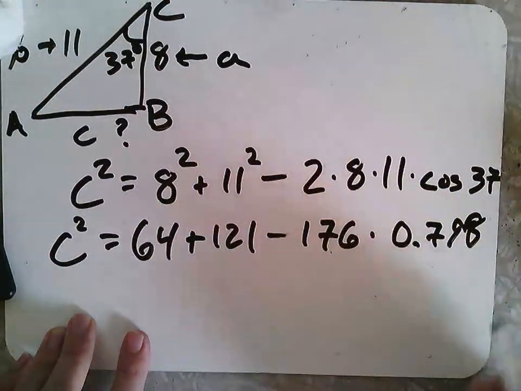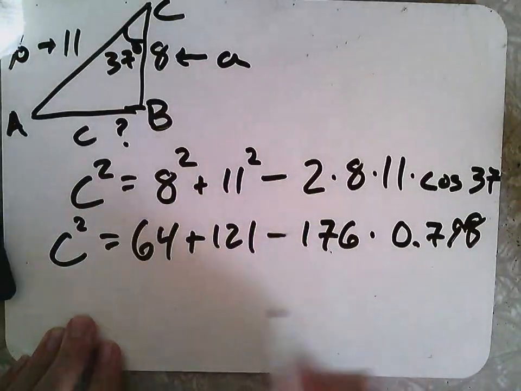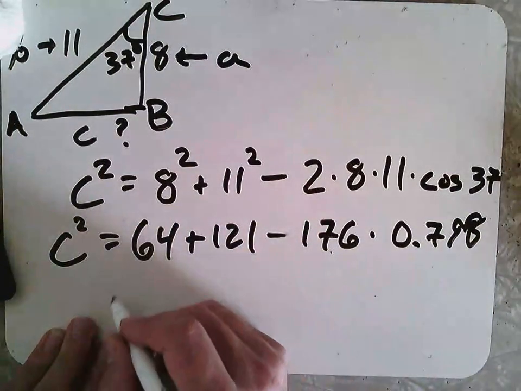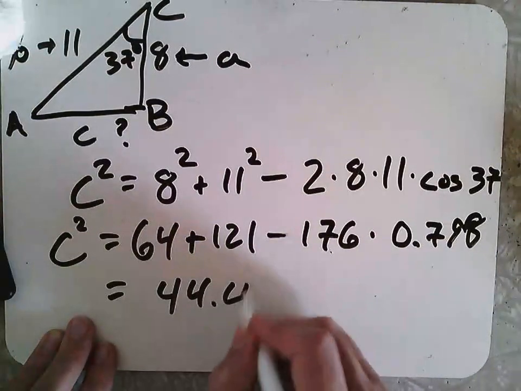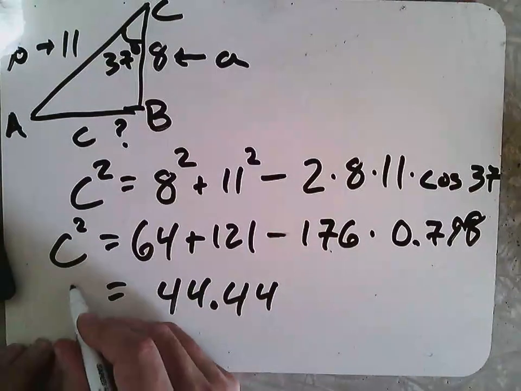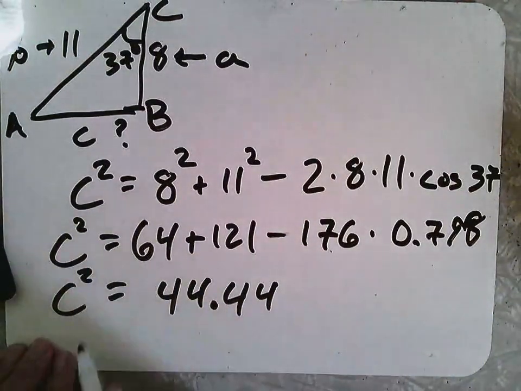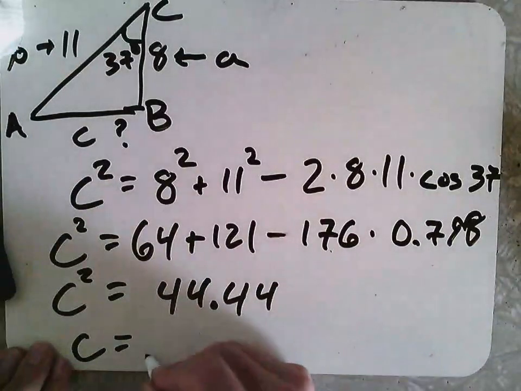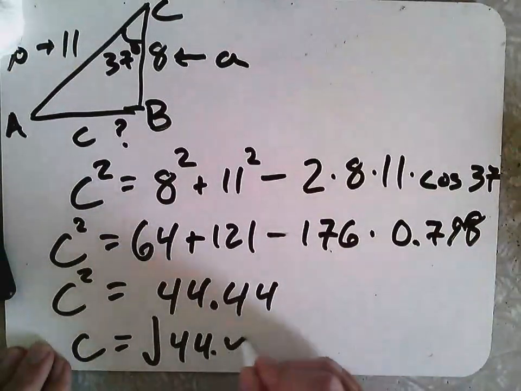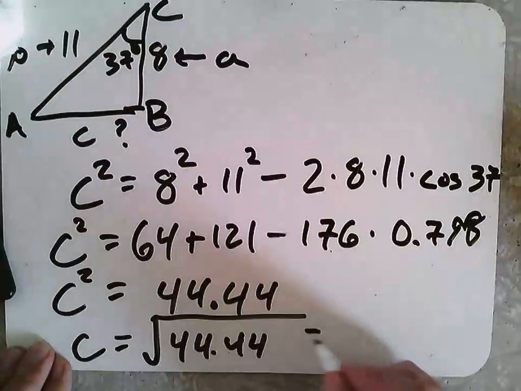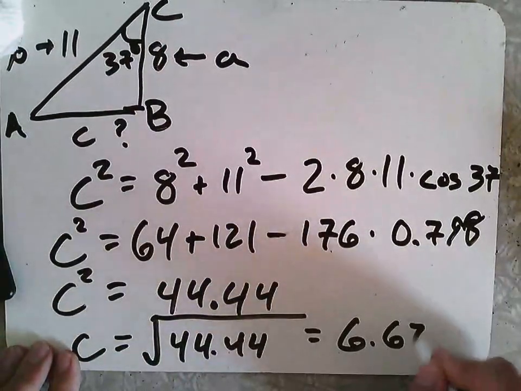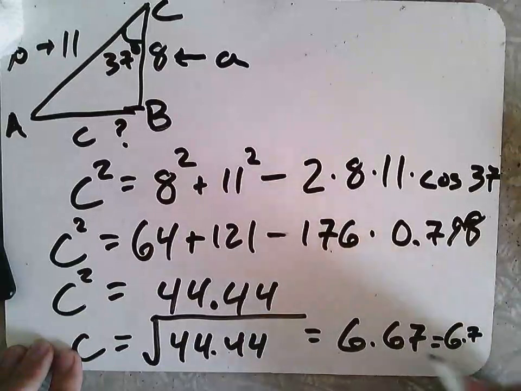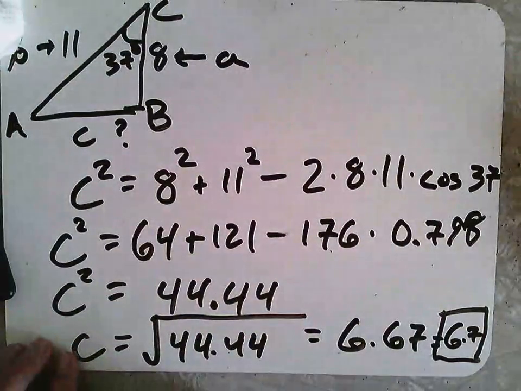Then I do 64 plus 121 minus 176 times 0.798, and you should get about 44.44 or so. Keep in mind that is equal to c squared. To get c, the side I'm interested in, I simply take the square root of both sides. The square root of 44.44 is about 6.67, or in Khan Academy, that would be 6.7. There you go, that's it.